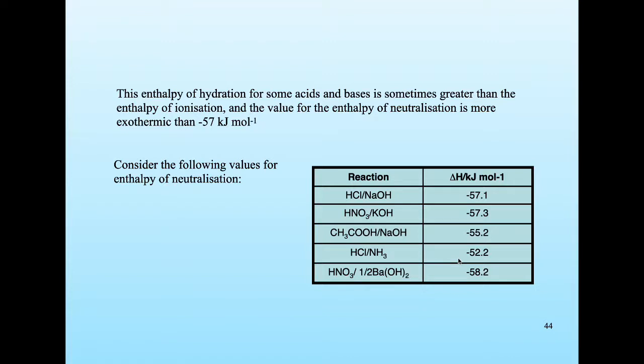You can see with a weak acid and strong alkali, it's less than minus 57. With a strong acid and a weak alkali, again, it's less than minus 57. This is strong and strong. Barium hydroxide is relatively strong, but when it reacts to produce water molecules here, the barium ions and the nitrate ions, obviously, give out energy. They're hydrated more efficiently and they give out energy.